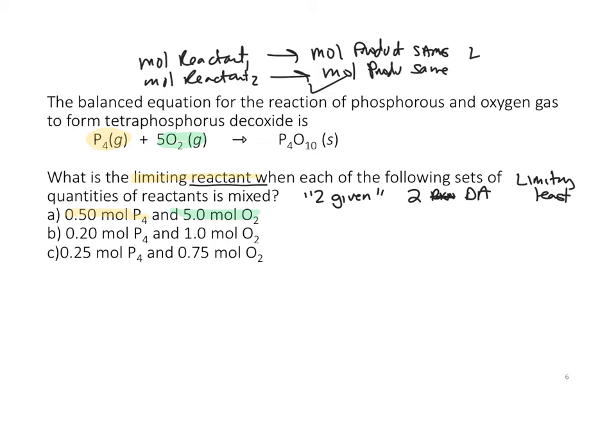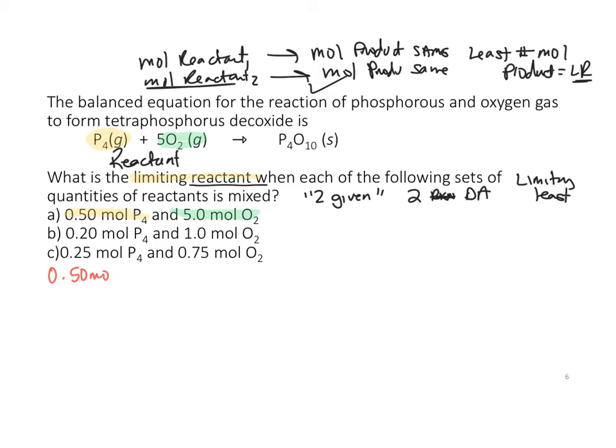And then whatever's the least number of moles of product, that equals your limiting reactant. Reactants are always here. These are your reactants. So your limiting reactant will either be P4 or oxygen. So we have to do that. So let's do the first one.